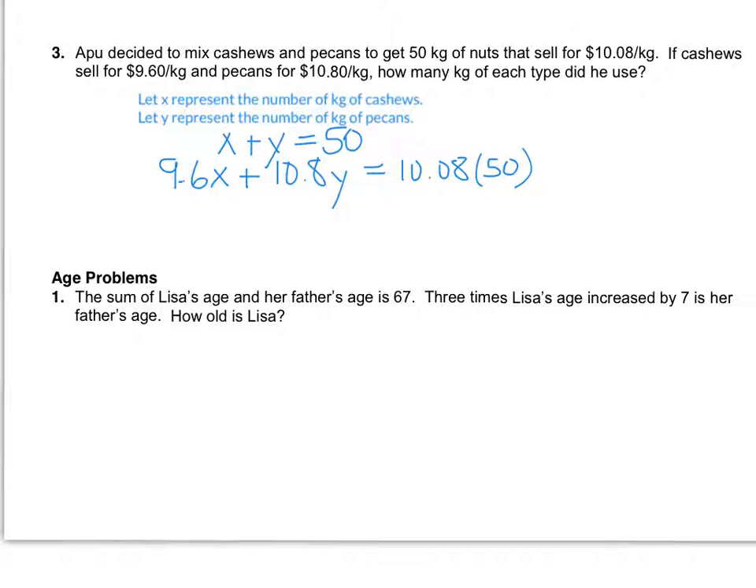So again, you can put that into Desmos, find your solution, and write your therefore statement. Again, put me on pause, try that, see what you can come up with. Okay, when I did my solution, I came up with an ordered pair of 30, 20. That means we would need 30 kilograms of cashews and 20 kilograms of pecans.